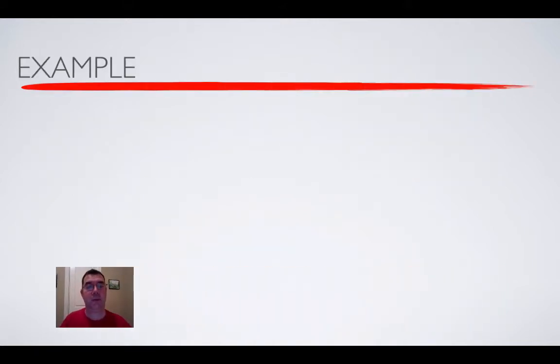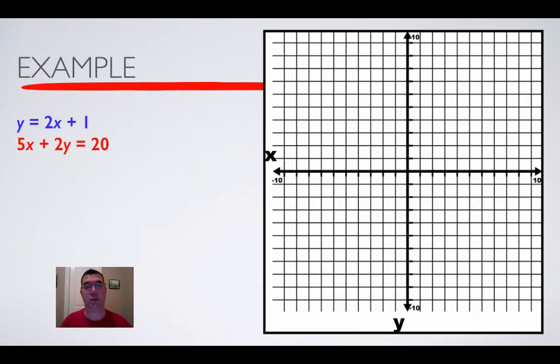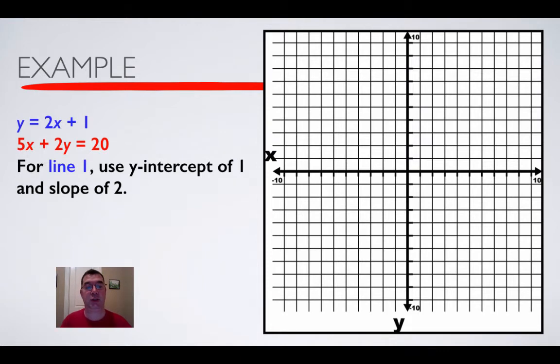So let's talk about an example. We have y equals 2x plus 1, and we have 5x plus 2y equals 20. And I've got a nice little graph here, and so I'm going to graph y equals 2x plus 1 first. And I'm going to use the fact that this is in slope-intercept form to graph this. So when it's in slope-intercept form, I'm going to find the y-intercept first. That's the 1. And then from there, I use the fact that the slope is 2 to find other points on the line. Okay, so there's my y-intercept of 1, and then to get any other points, I go up 2 and over 1, up 2 over 1 repeatedly until I can figure out where that line is.